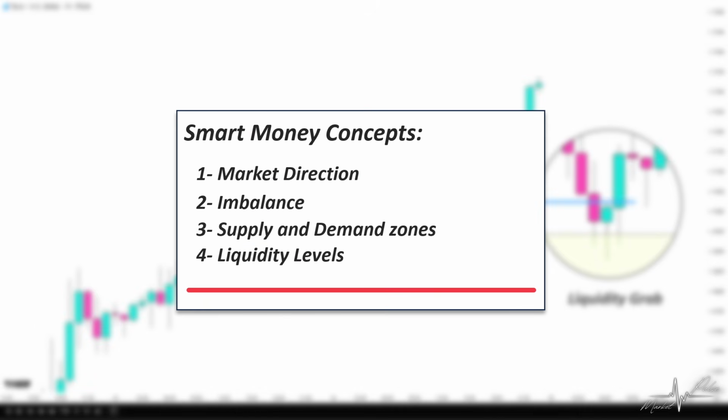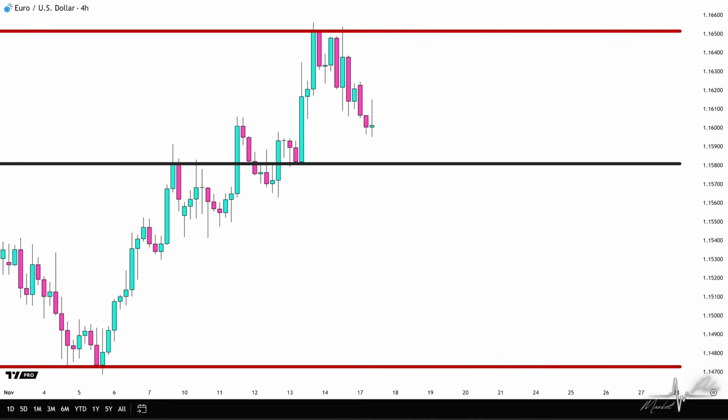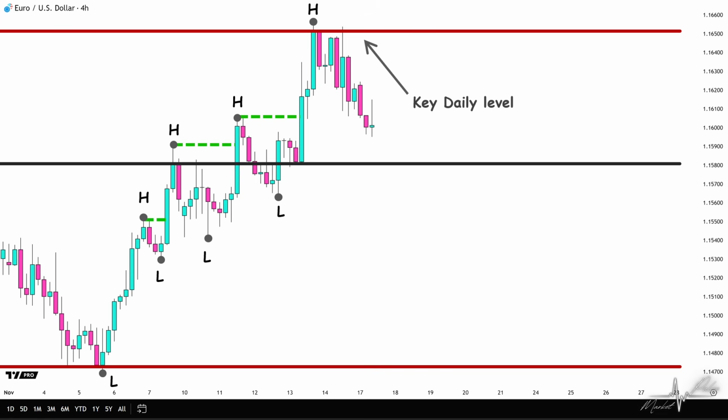Now that we've covered the core smart money concepts and how to apply them, let's go back to our 4-hour euro-dollar example. On the 4-hour chart, we can clearly see an uptrend. We can mark the breakouts and identify the key swing points to confirm the structure. However, price has now tapped into a higher time frame key level, one that has the potential to slow the market down or even cause a reversal.